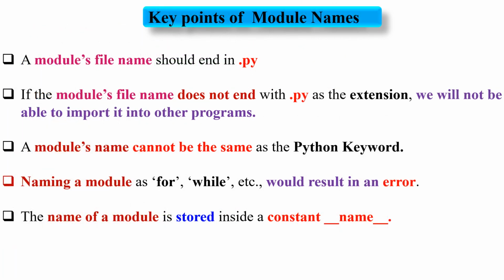Key points of module names. A module's file name should end in .py. If the module's file name does not end with .py as the extension, we will not be able to import it into other programs. A module's name cannot be the same as a Python keyword. Naming a module as for, while, etc. would result in an error. The name of a module is stored inside a constant __name__.